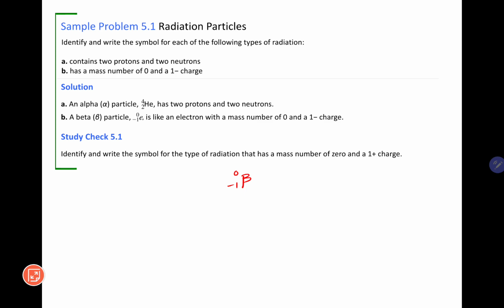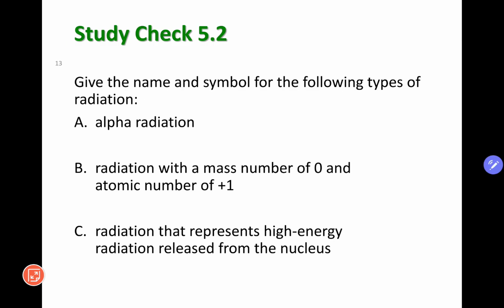So remember the six types of radiations and their symbols, and understand the symbols, and you are going to be golden in this chapter. With that being said, you can try this study check at home, at your own time, and see if you can answer this.